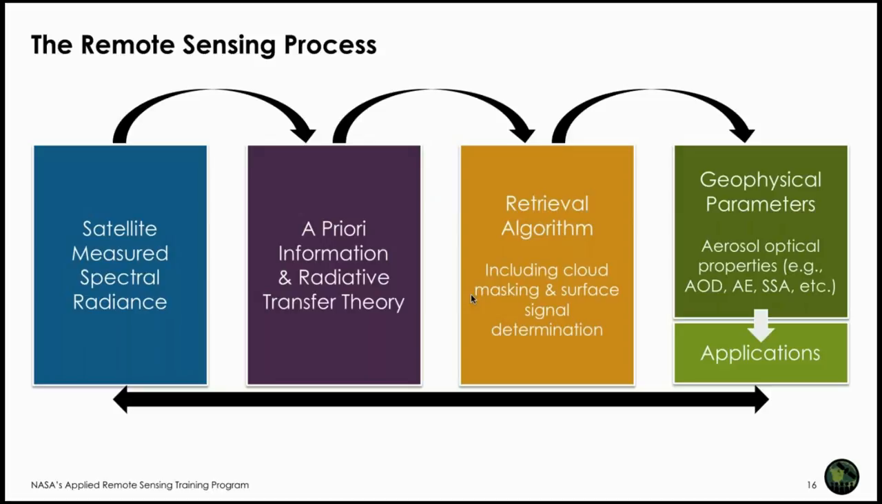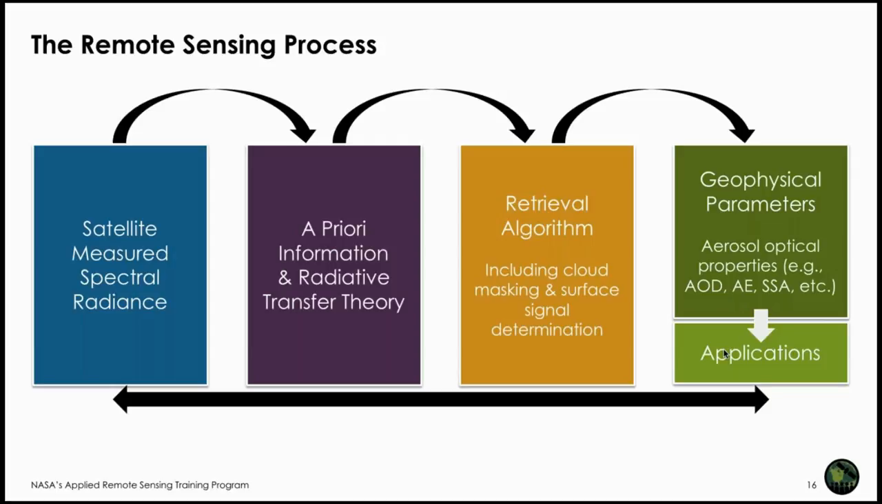This slide is the same as the previous Pawan's presentation. This shows the simplified version of the remote sensing processes and is more focused on the aerosol. It starts from the satellite measured spectral radiance, and it also requires a priori information and radiative transfer theory. And it also requires the retrieval algorithm, including cloud masking and surface signal determination. And using all of this information, our final goal is to get aerosol properties like aerosol optical depth, AOD, Angstrom exponent, like particle size information, and SSA, like absorptivity information from aerosols. If we get this information from the satellite, we can use it for real air quality applications.